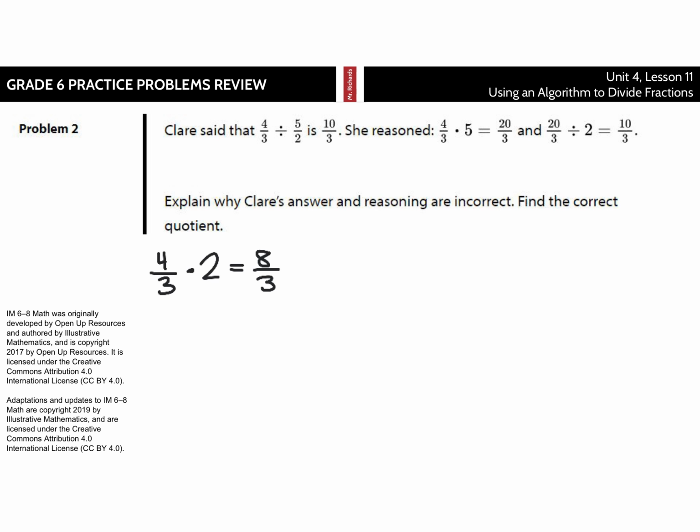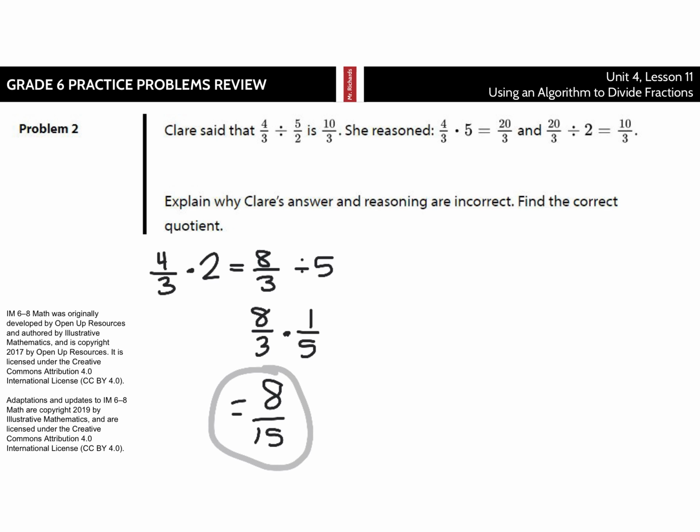Once I'm at 8/3, I can then divide by 5. Now we've also learned that dividing by 5 is the same thing as multiplying by 1/5, which I think is actually easier to do here. And so that gets us our correct solution of 8/15.